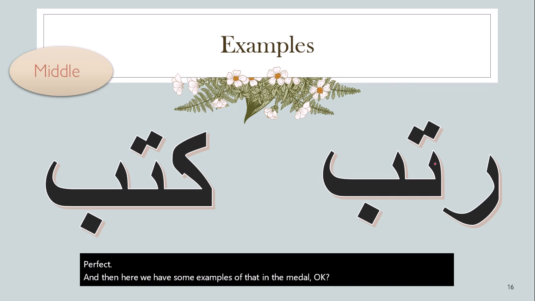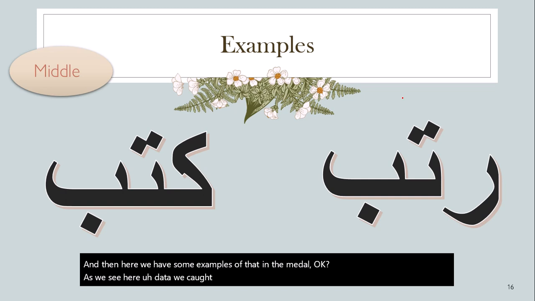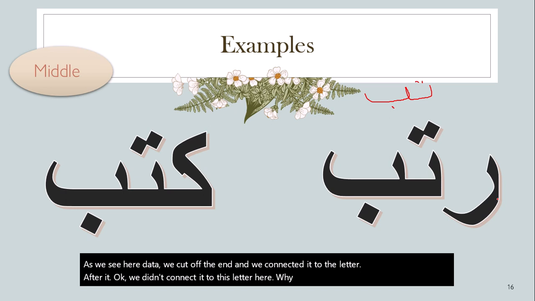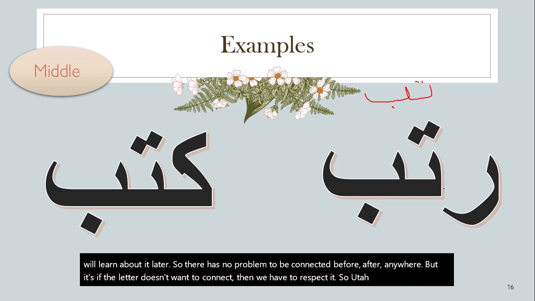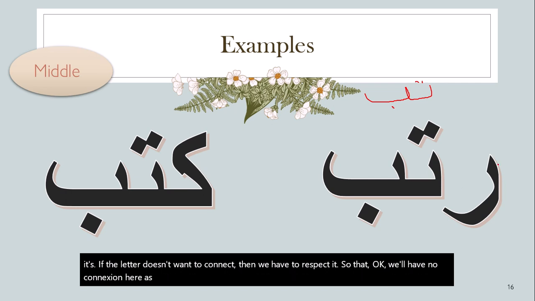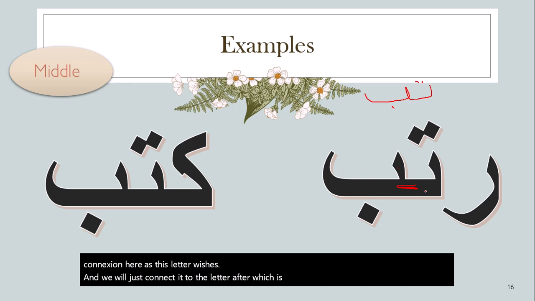As we see here, ta, we cut off the end and we connected it to the letter after it. We didn't connect it to this letter here. Why? Because this letter is like alif. We will learn about it later. So ta has no problem to be connected before, after, anywhere, but if the letter doesn't want to connect, then we have to respect it. So ta will have no connection here as this letter wishes, and we will just connect it to the letter after, which is ba. So this is ta in the middle.